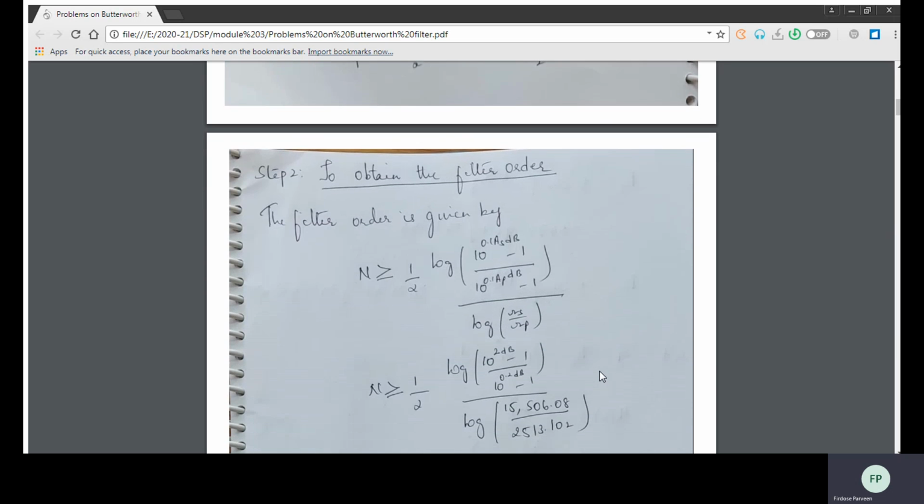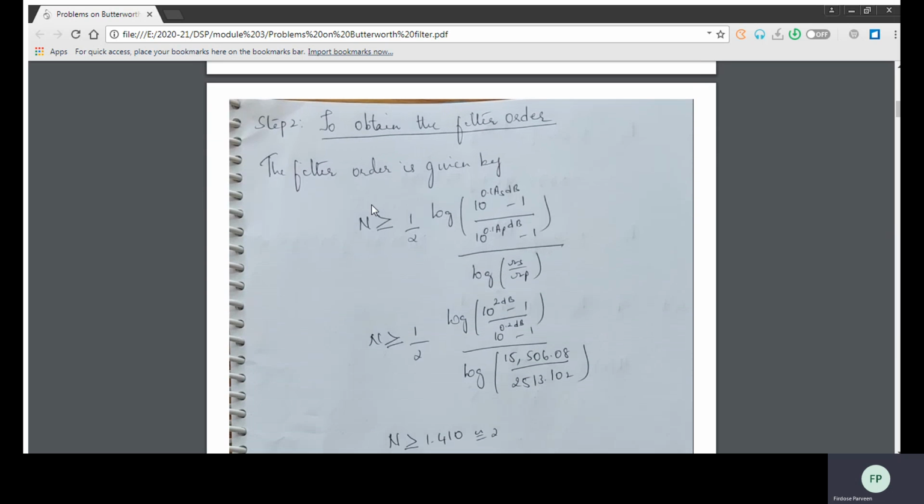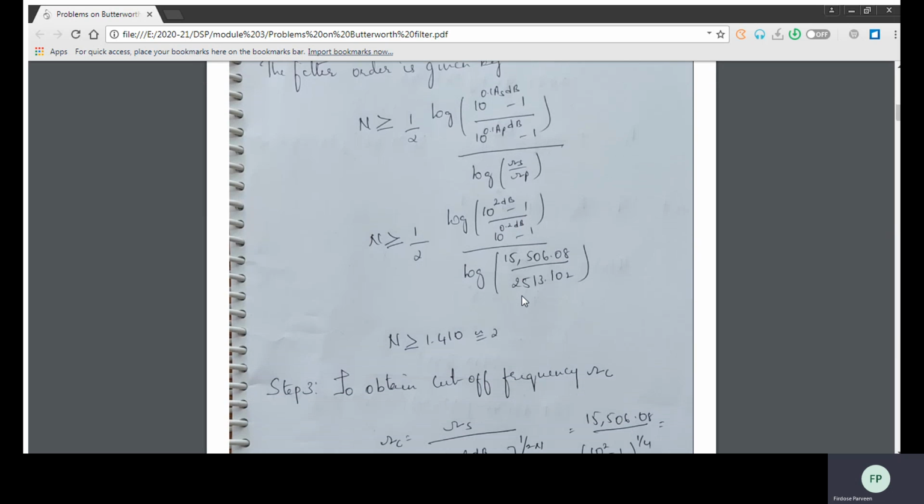So what is the next step? We have to find out the filter order. The formula is N should be greater than or equal to 1 by 2 log of 10 to the power of 0.1 AS in decibels minus 1, divided by log of 10 to the power of 0.1 AP in decibels minus 1, divided by log of omega S by omega P. Substitute for AS and AP and omega S and omega P, and you will be getting N greater than or equal to 1.410. The order of the filter will not be kept as a fraction, so you have to round it off to 2.